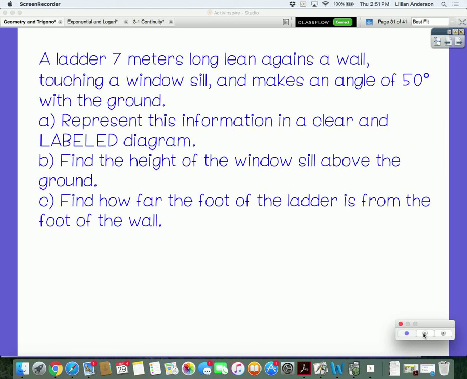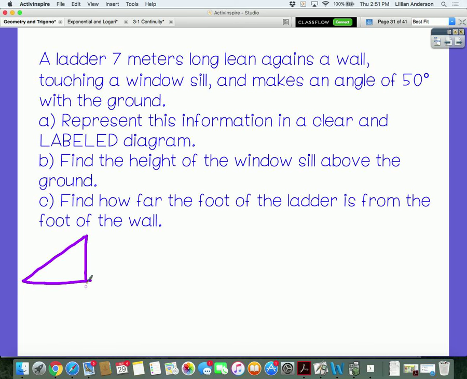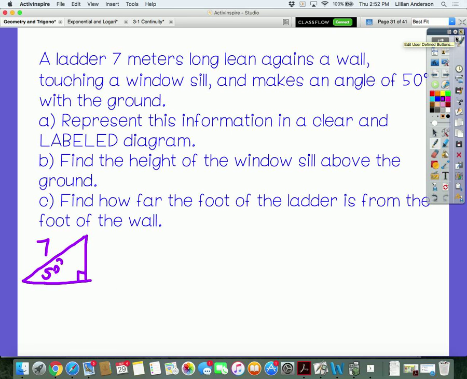All right, so we have to represent this in a diagram, okay? Now, when you're representing this in a diagram, they're not expecting you to draw like a tree and then like a wall and all that in the ground or anything like that, but they do want you to make sure that you recognize this is the right triangle and that you do label everything properly. What should be labeled 7? Hypotenuse. What should be labeled 50 degrees? The bottom corner. So 50 degrees here. All right. And that would be part A.